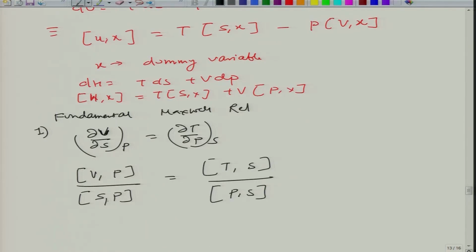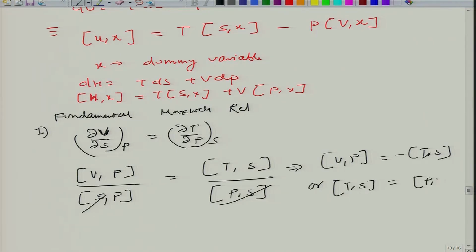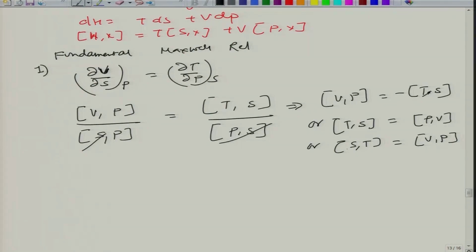Okay. Now, we know that ∂(S,P) is nothing but minus ∂(P,S). So, hence this would mean that ∂(V,P) is equal to minus ∂(T,S), right, because this will cancel out with a negative sign here. So, this will be minus here. Or I can write this as ∂(T,S) is nothing but ∂(P,V), or I can write ∂(S,T) is nothing but ∂(V,P). So, these are equivalent, right. So, I have one relation now from this particular Maxwell relation in terms of Jacobian.